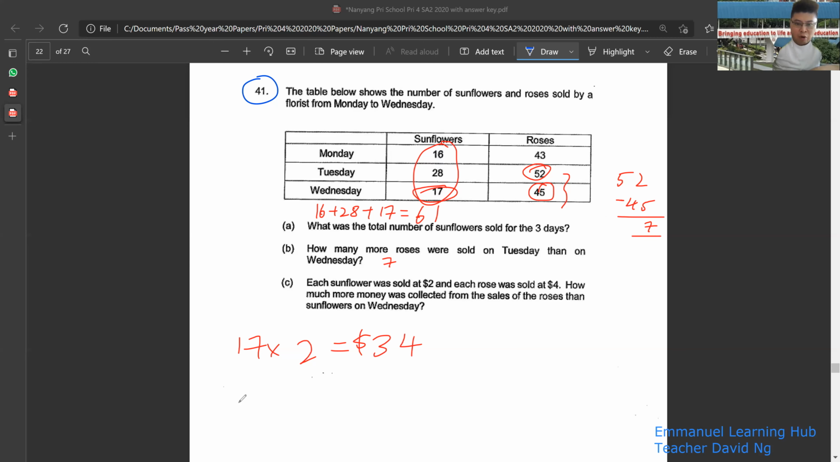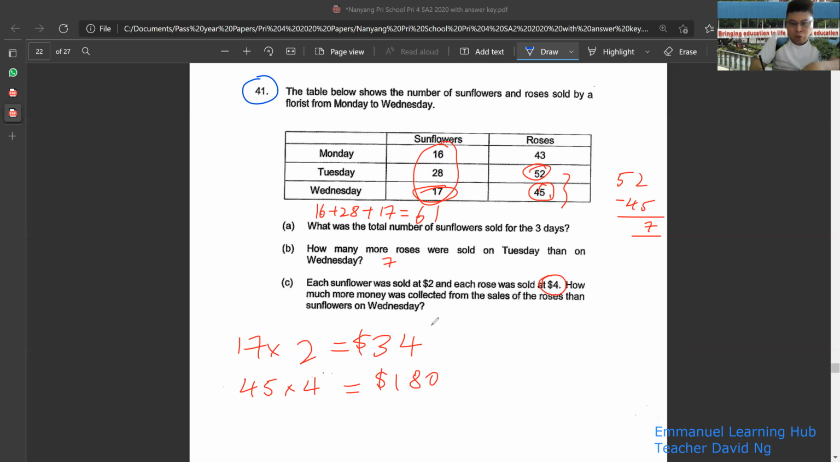Then the amount collected for roses will be what? How to find? 45 times 4. I don't have time to wait for you to give me the answer already. Okay, 180. So I got to rush a bit. So 45 times 4. But you know why times 4, right? Because each rose was sold at $4. So 45 roses, times 4.